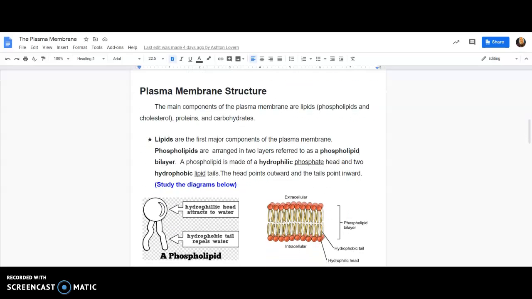Plasma membrane structure. The main components of the plasma membrane are lipids, phospholipids and cholesterol, proteins, and carbohydrates. Lipids are the first major component of the plasma membrane. Phospholipids are arranged in two layers, referred to as phospholipid bilayer. A phospholipid is made up of a hydrophilic phosphate head and two hydrophobic lipid tails. The head points outward and the tails point inwards.